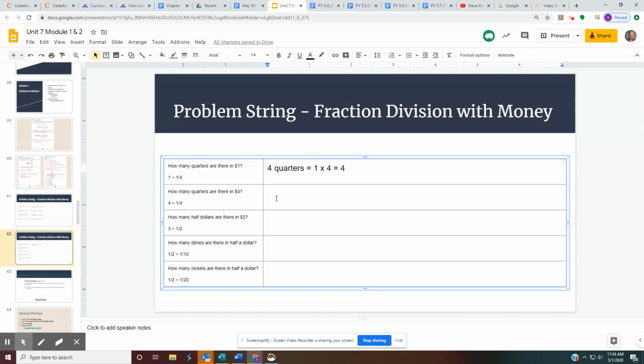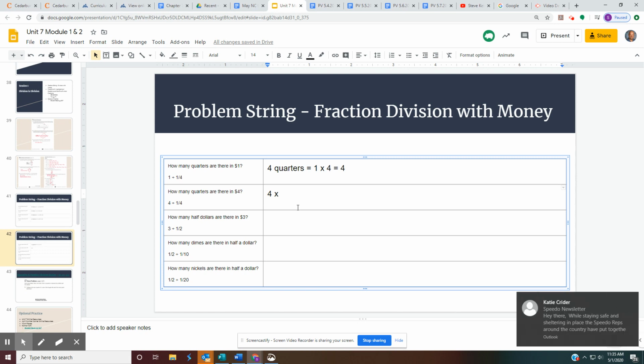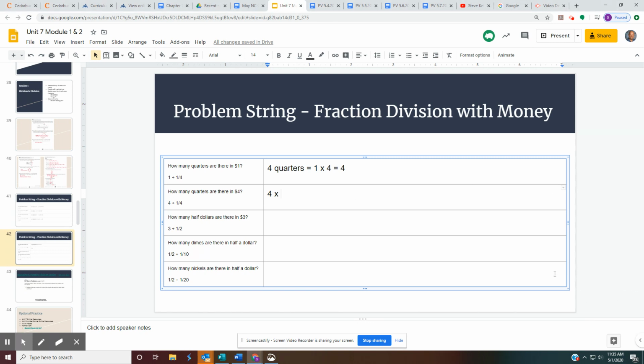So how many quarters are in $4? That's interesting, right? Because we are taking the $4 and multiplying that by the reciprocal of 1/4, or 4 over 1, which is 4. That equals 16. So our answer would be 16 quarters, right? It makes division of fractions a whole lot easier when you think of it this way, right?